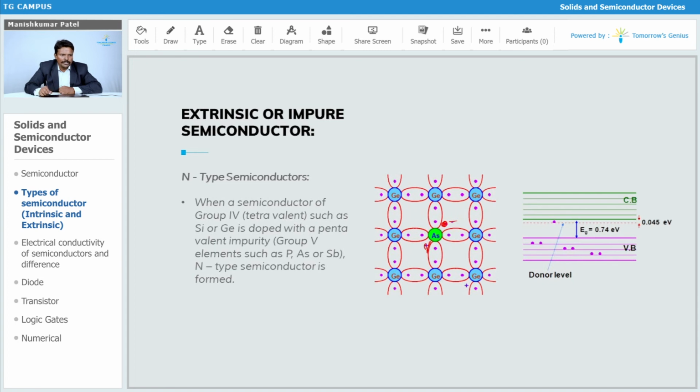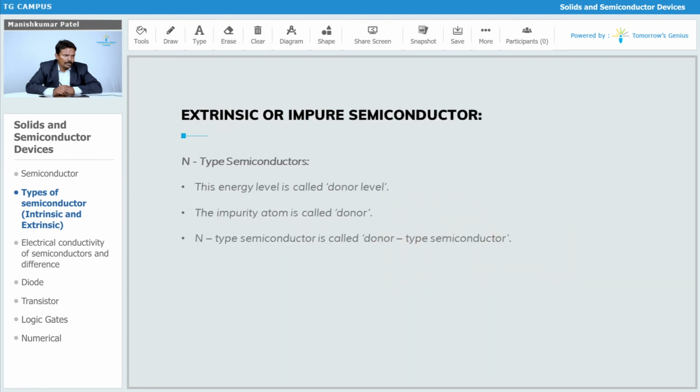And the same thing which we have shown, that is the valence band and conduction band. Since it is donating 1 electron, this is called a donor, or we call this the donor level. So the impurity atom is called a donor. The n type semiconductor is also called a donor type semiconductor.